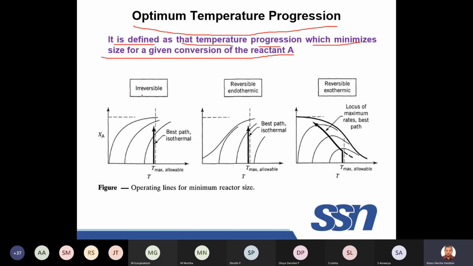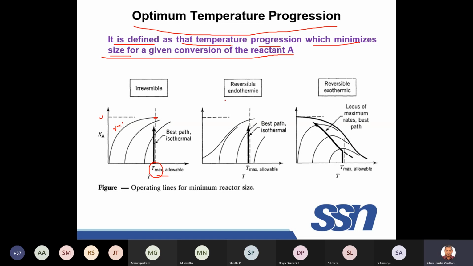Now for irreversible exothermic or endothermic, you know that these are the curves. This is R equal to 1, and like that it goes on increasing. So in all these processes, we know that at the maximum allowable temperature, you get more rate. Therefore, your conversion will also be higher. If you operate at this maximum temperature, the size of your reactor also will be less. This is for irreversible, exothermic or endothermic.